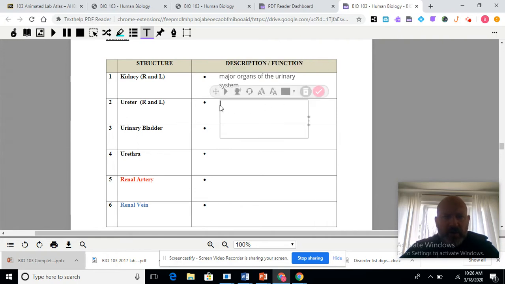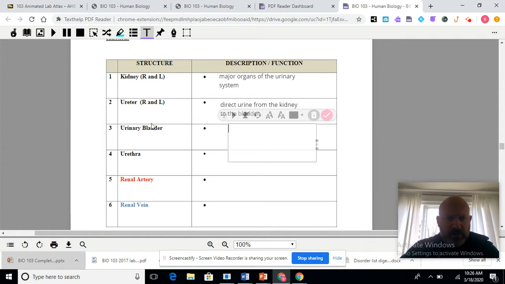And the ureters, what do the ureters do? Well, the ureters connect the kidneys to the bladder, so they direct urine from the kidney to the bladder. You could be filling this out in your book as I'm doing it. And of course, the urinary bladder, what does that do? That stores urine.